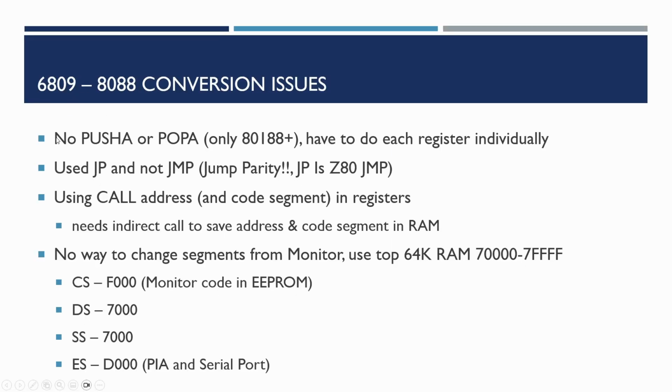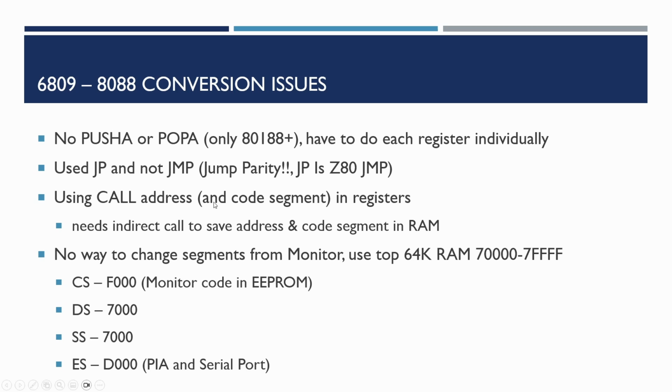So the main conversion issues I had was the fact that the documentation I was working from was for the 8188 and there's no push A or pop A instructions, so you have to do each register individually. As I'd said previously, I mistakenly used the JP for jump, and that's jump parity, not jump non-conditional. And so that caused quite a bit of confusion, particularly around the conversion of seven segment display values into hex.